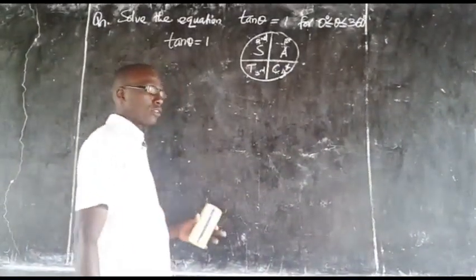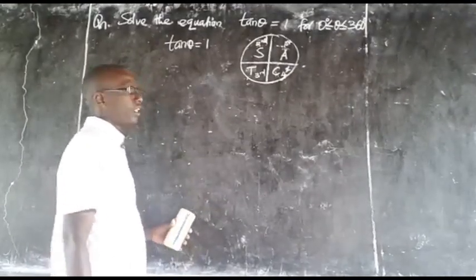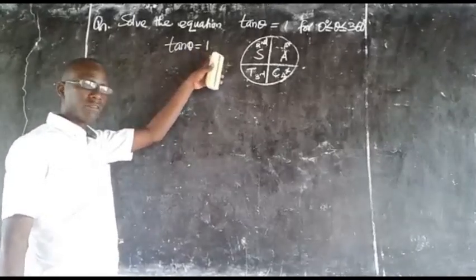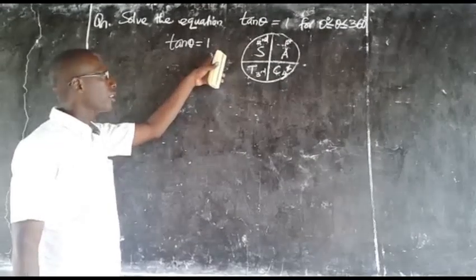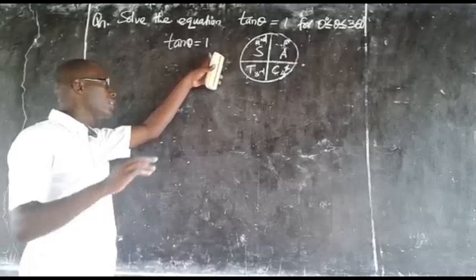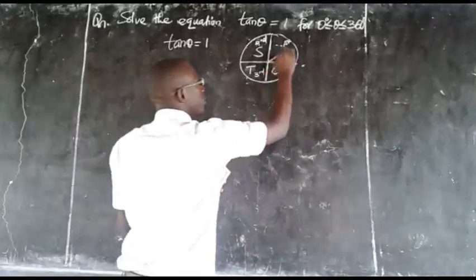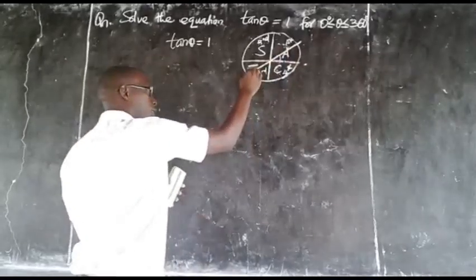We said we have three ratios. We have sine, we have tan, and then we have cos. Now, tan theta is positive 1. This one is positive. Since it is positive, we are going to our quadrants and check where our tan is positive. Where is tan positive? Tan is positive in the first quadrant, and tan is positive in the third quadrant.